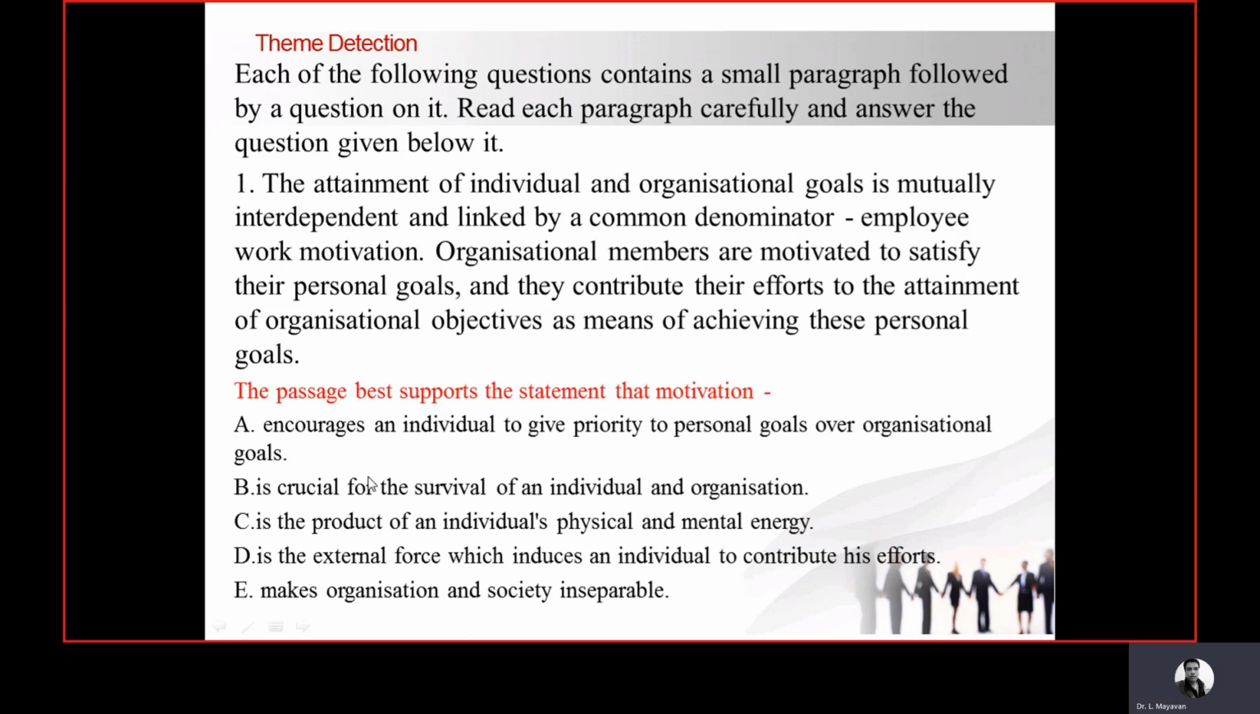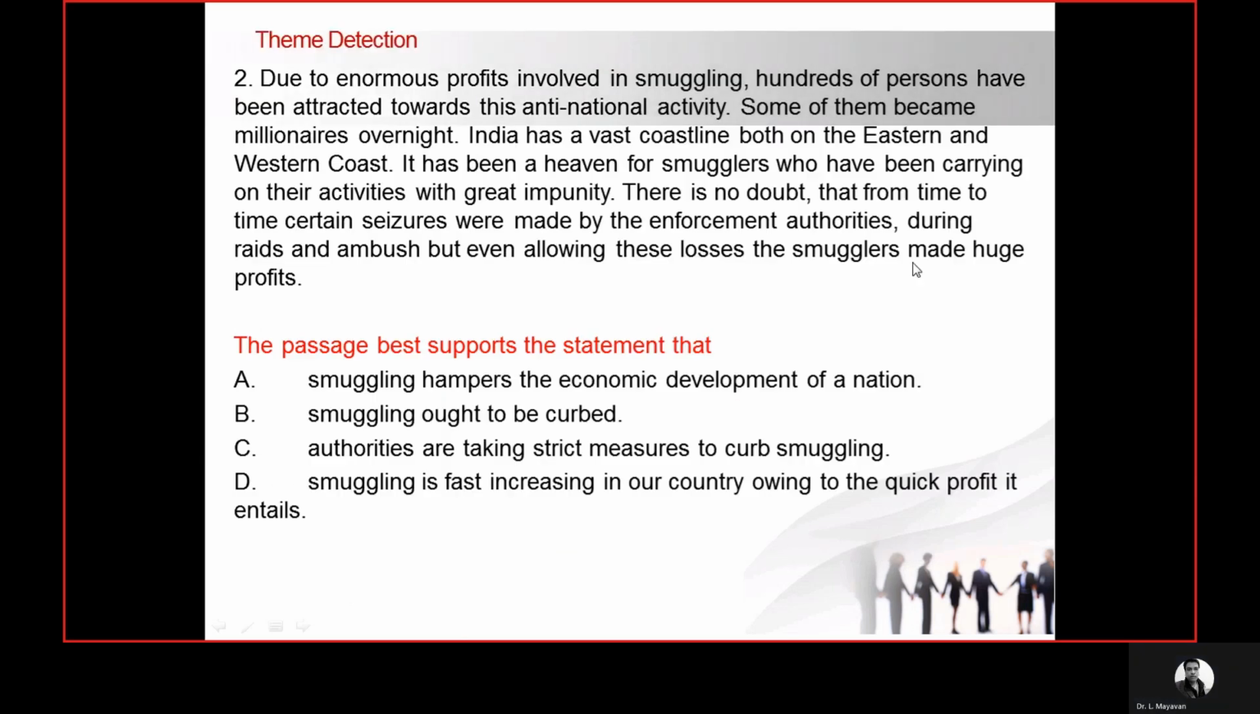Now, again, consider this. This paragraph conveys that option A encourages an individual to give priority to personal goals over organizational goals. Out of this passage, we understand the entire passage has one particular theme, a common denominator: employee work motivation. It is priority of personal goals over organizational goals, encourages. So option A is the right one, since it relates best to the motivation of an employee. So option A is the right one. Am I right? Now let's move on to the second one.